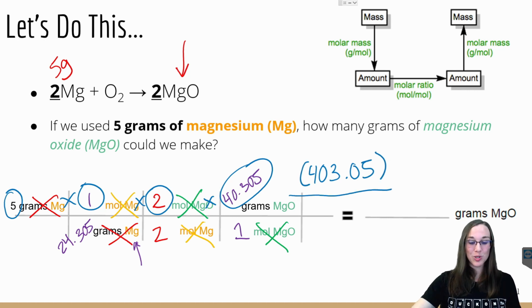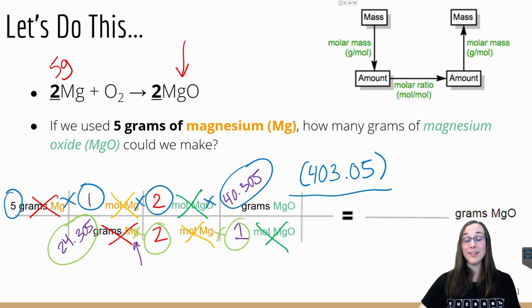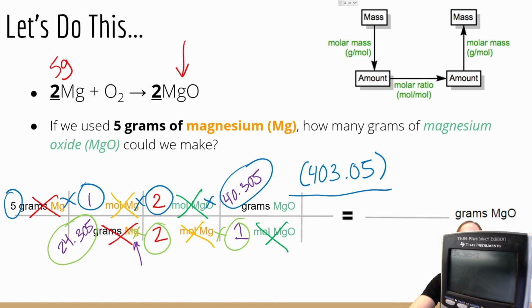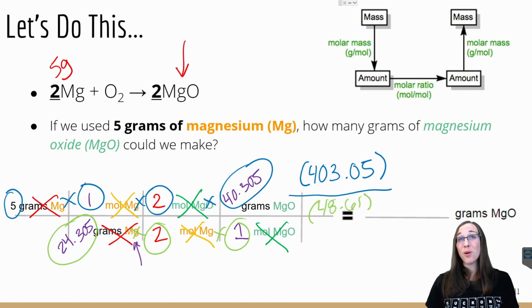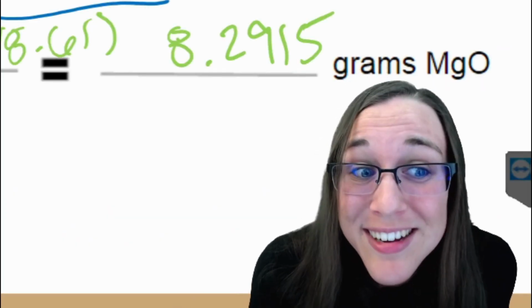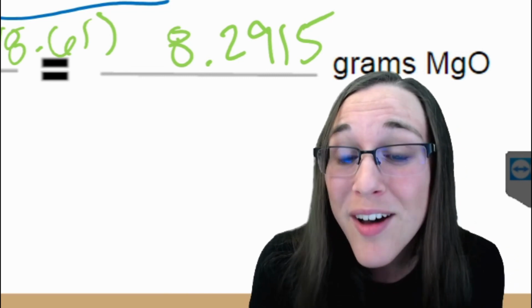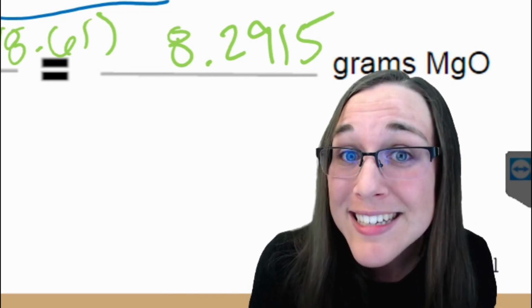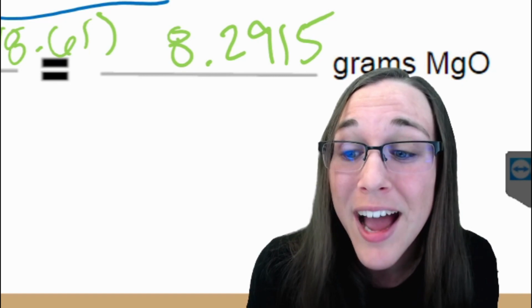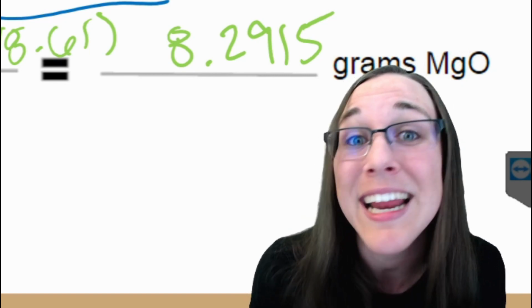Now I need to figure out the bottom. The bottom has 24.305 times 2 times 1. Let's plug that into our calculator. And when I do that, I get a value of 48.61. Now when I divide my 403.05 by 48.61, I get 8.2915 grams of magnesium oxide. Whoa! So literally, if you took 5 grams of magnesium, you would create 8.2915 grams of magnesium oxide in a perfect world.